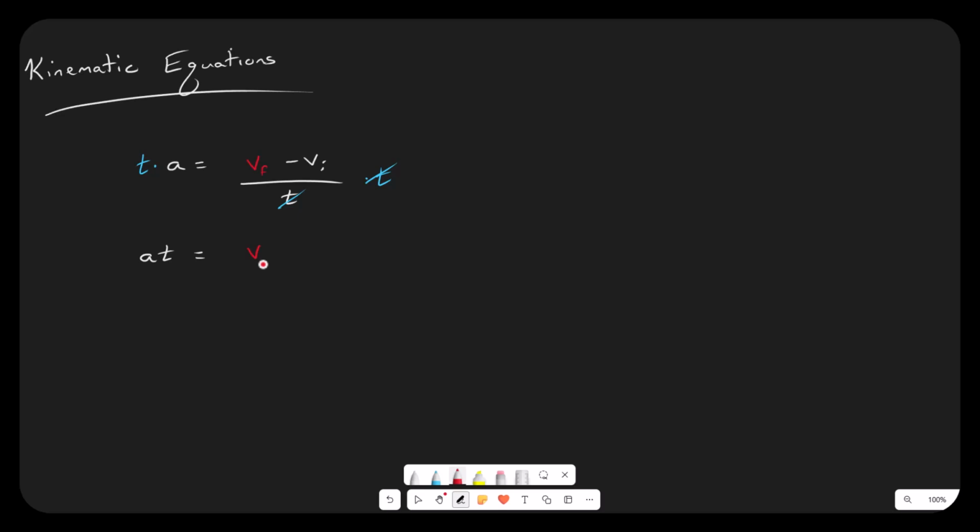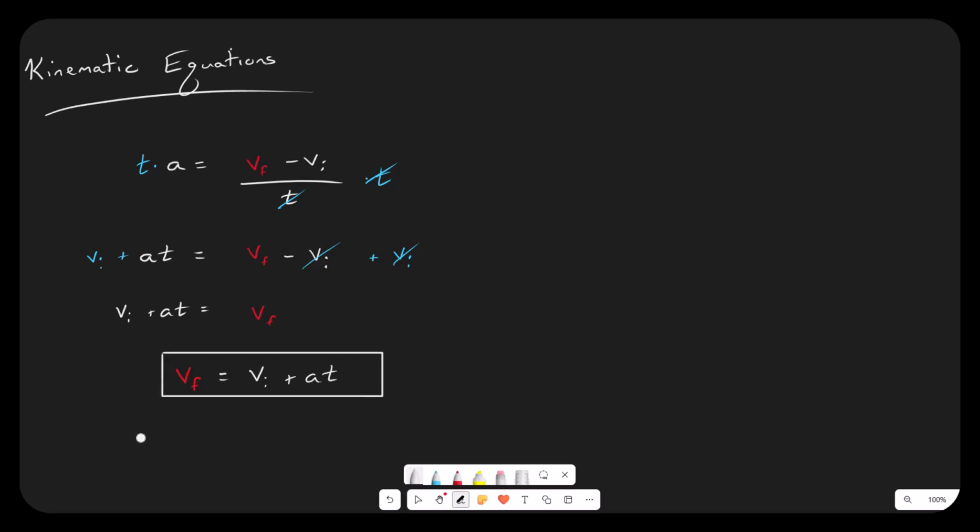equals v final minus v initial. I want to get v final by itself, so I'm going to add v initial. That will get rid of those. I'm going to add v initial here. And I get v initial plus at equals v final. Or, because I like to have my unknown on the left side, v final equals v initial plus at. That's an equation I'm going to use a lot, so I'm going to put a box around it.